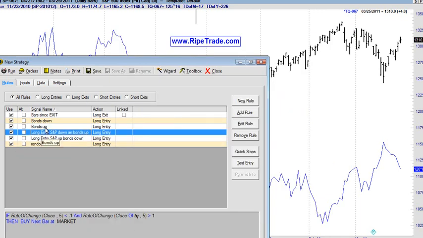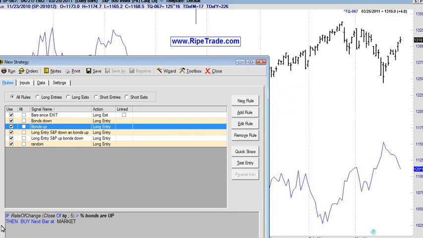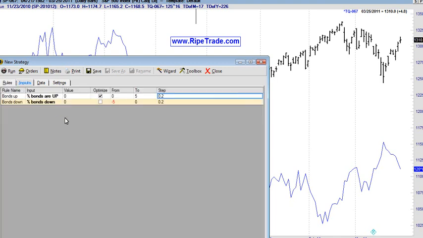Then I want to show you historically, this is the rule here. If the 5-period rate of change in the bond market, the TQ being the long bond futures, which is just how much those bonds have moved over a 5-day period, is greater than the percentage that bonds are up. I can use that as a variable, the percentage bonds are up. I'm going to test from 0 to 5% in increments of 0.2%.